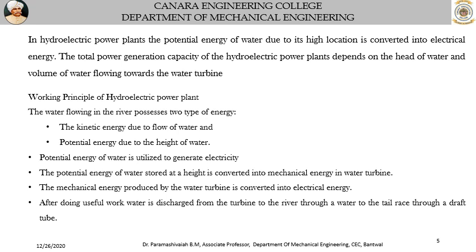So the channel through which water is let out at the end of the turbine, back to the river, is called a tail race.